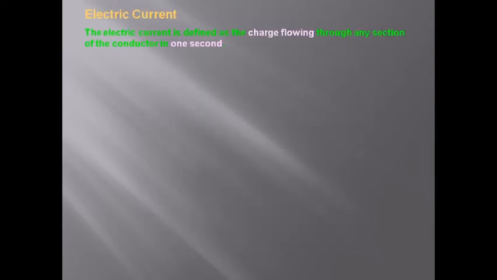Electric current is defined as the charge flowing through any section of the conductor in 1 second. That is, I, the symbol used for electric current, is equal to Q, the symbol used for electric charge, divided by t, that is time. So electric current is defined as the rate of flow of charge.